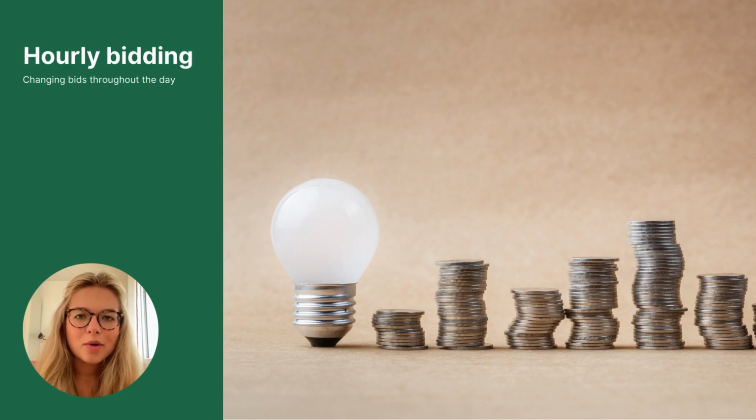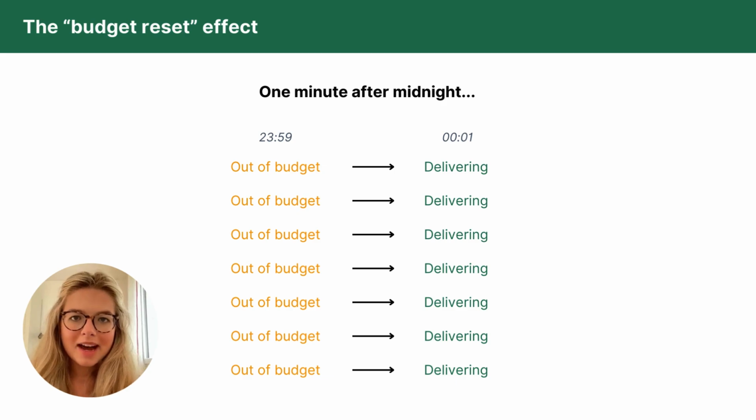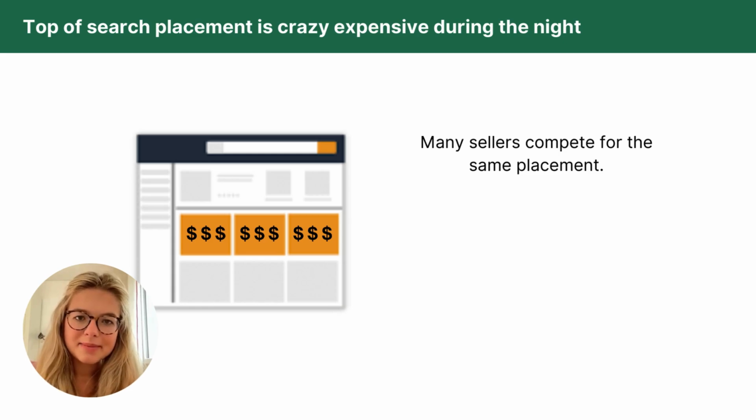Now let's see why it's important to change the bids per click throughout the day. 1 minute after midnight, the budget for every campaign of every seller in the market resets. The market becomes hyper competitive, and to win the top positions, the cost per click is very high. The top of search placement becomes very expensive because it is highly competitive. If you have up and down bidding active, Amazon will double the bid per click to outbid other sellers.